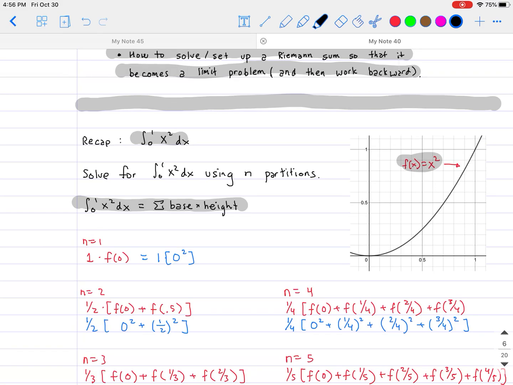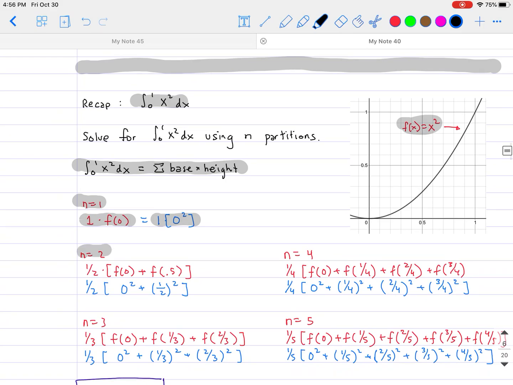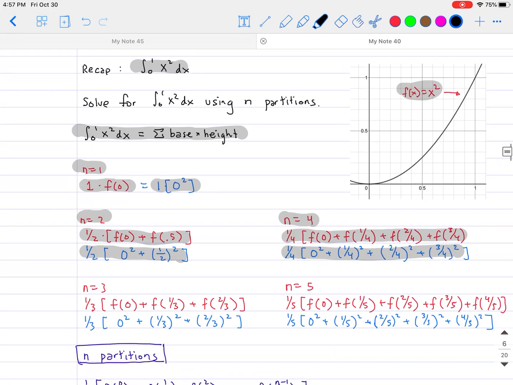Now, I'm going to solve for each case when n is equal to 1, n is equal to 2, n is equal to 3, and so on and so on. Basically, what the answer will be if I have n partitions. In the case of the first one, n is equal to 1, if you have just one partition, it is 1 times f of 0, which is equal to 1 times 0. And by the way, this is using the left-hand rule if you haven't noticed already. Then for n is equal to 2, if we have two partitions, the setup would be this right here, and then this would be the result.